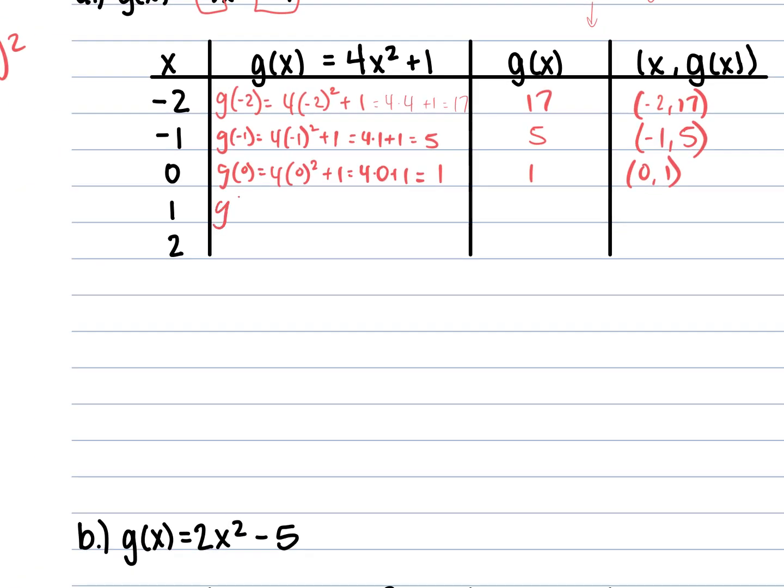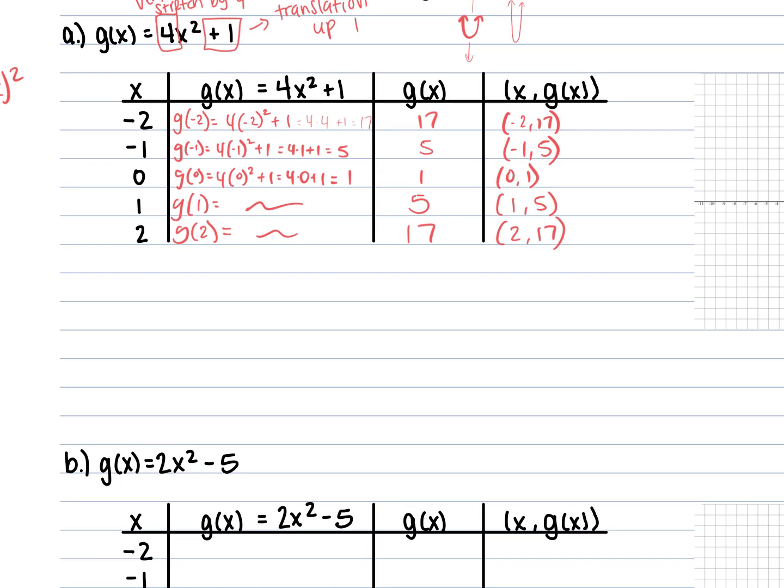All right, when I plug in 1, I'm not going to do all the stuff over here, but what should I get? Should get 5. Very good. So 1 comma 5. And when I plug in 2, I should get 17. Two of these points will not fit on my graph. Which 2 won't fit? The first and the last. So let's ignore those for now, okay? Let's go ahead and fill in the rest of them, though.